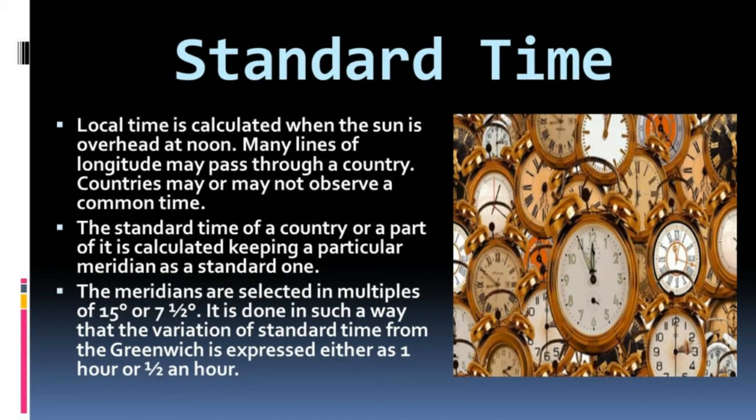Standard time. Local time is calculated when the sun is overhead at noon. Many lines of longitude may pass through a country. Countries may or may not observe a common time. The standard time of a country or a part of it is calculated keeping a particular meridian as the standard one. The meridians are selected in multiples of 15 degree or 7.5 degree. It is done in such a way that the variation of standard time from the Greenwich is expressed either as 1 hour or half an hour.